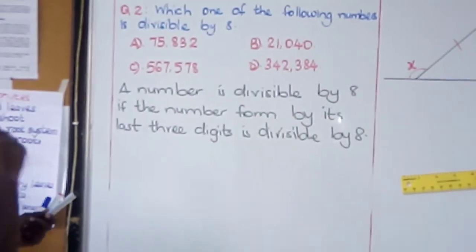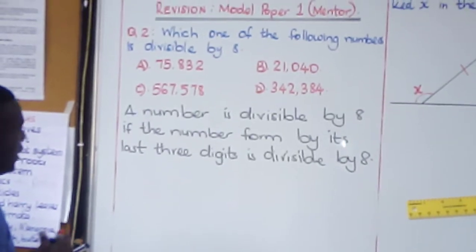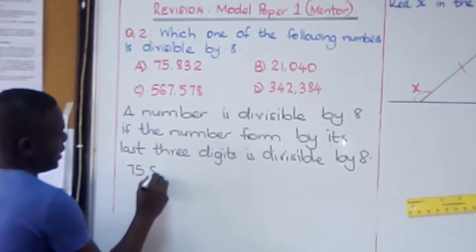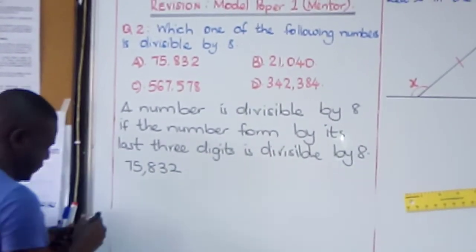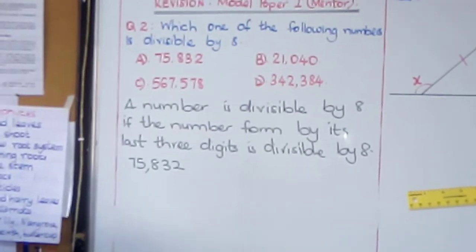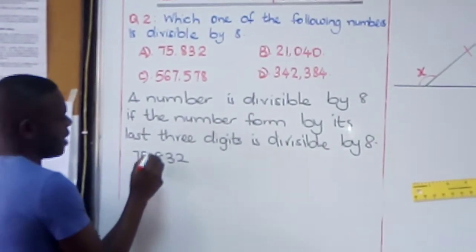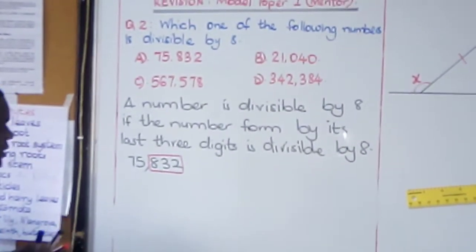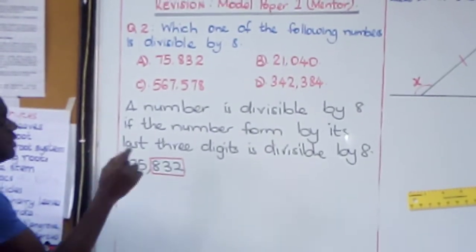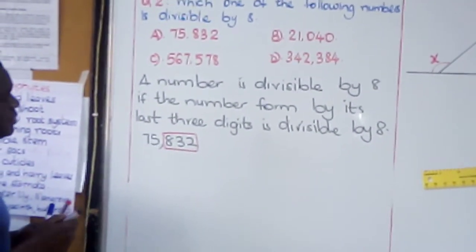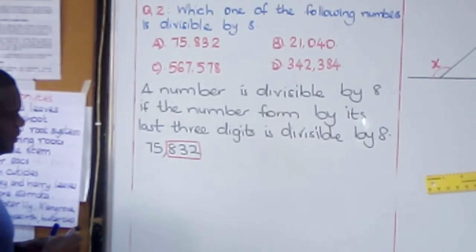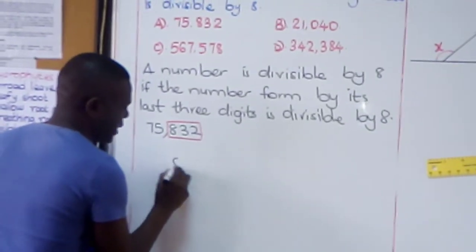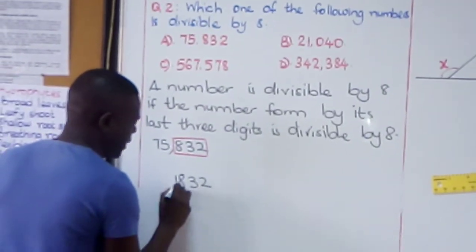In choice A, we have 75,832. Which are the last 3 digits in this number? The last 3 digits are 832. And so we divide 832 by 8 and see if it is divisible. So we take 832 divided by 8.